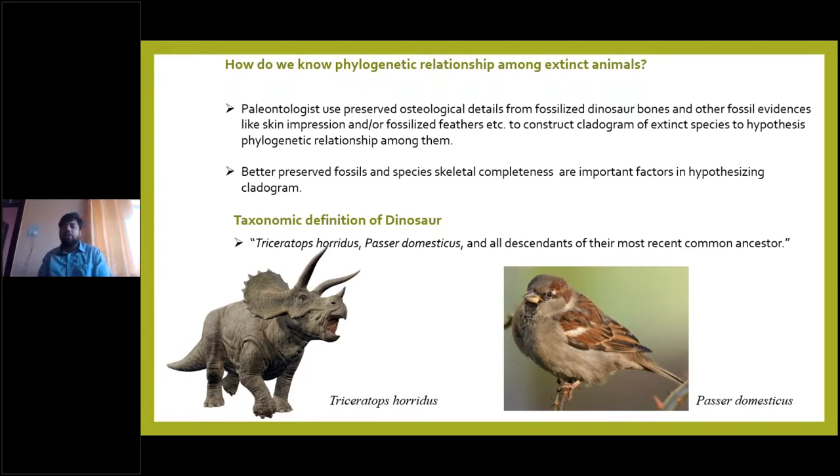So according to the taxonomic definition, what is a dinosaur? We have to understand the basic definition. One of the most popular taxonomic definitions of dinosaur is that Triceratops and Passer domesticus and all the descendants of their most recent common ancestor are called dinosaurs. Okay, what does this mean actually?